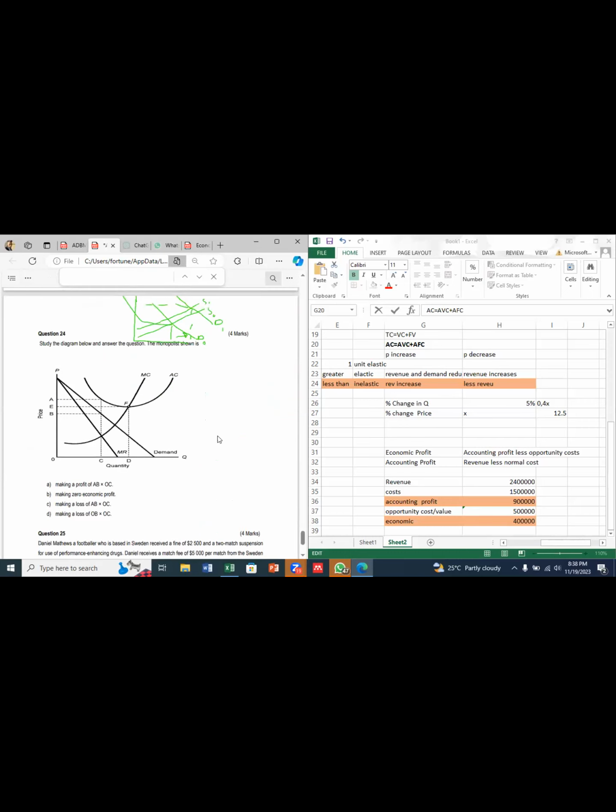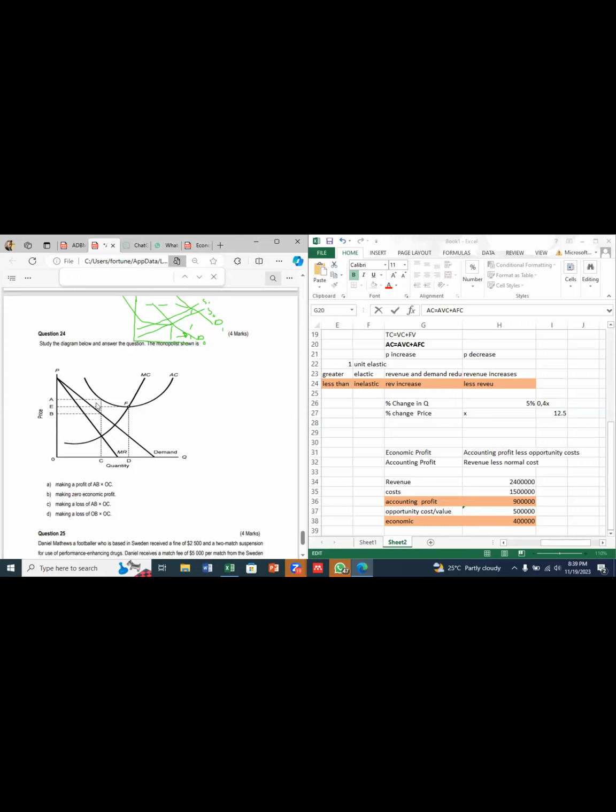Study the diagram below and answer the question. The monopolist shown is, what is this monopolist shown doing? This is the average cost. This is the demand curve, the price curve. This is the marginal revenue curve. The demand curve is also the average revenue and the price, but the marginal revenue is different because there are changes in the prices. In the profit maximizing.